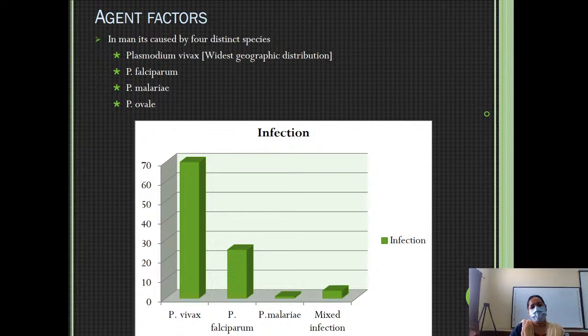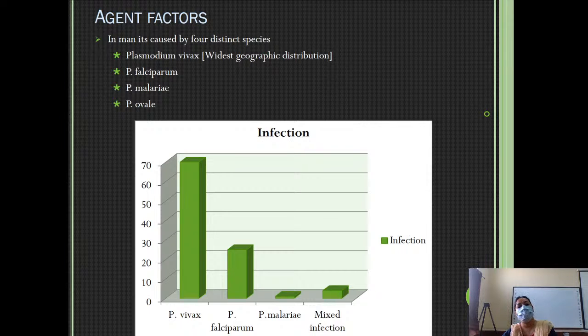This is something which you already know, the agent, what causes malaria. It is mostly caused by 4 distinct species of Plasmodium, which are Plasmodium vivax. Vivax has the widest geographic distribution across the world and across India also. Second, following it closely, is Falciparum malaria. So Vivax, you can say almost 70 to 80% of the malaria is caused due to Vivax. Another 30% is caused by Falciparum. Plasmodium malariae and ovale cause very little malaria, hardly 10 to 15% of the individuals.